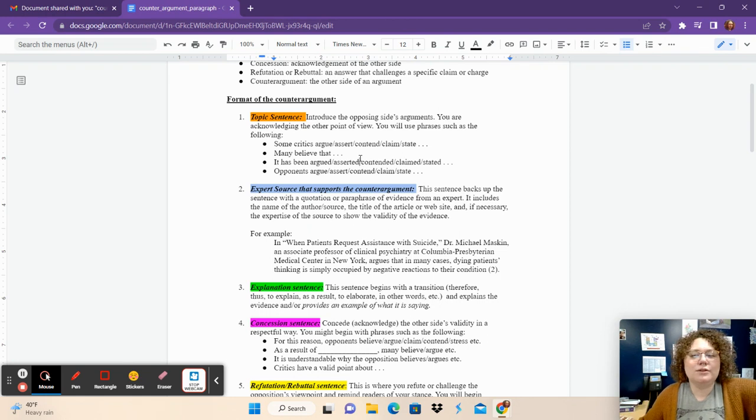So some sentence starters that you could use for your topic sentence could be some critics argue or some scientists argue, whoever your audience is. Many believe that, blah, blah, blah. It has been argued, or opponents argue. So there's a couple different ways you can start it. You just have to make it clear that it's the counter, not that you've just changed your mind.